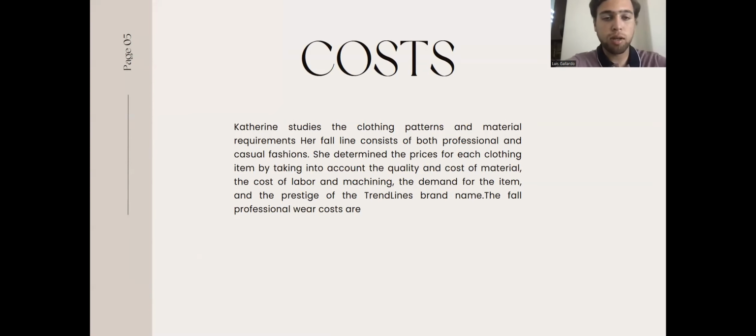Now for the cost, Catherine studies the clothing patterns and material requirements. Her fall line consists of both professional and casual fashions, so there are two types of fashion she's going to focus on. She determined the prices for each clothing, fashion and casual, by taking into account the quality and the cost of material, the cost of labor and machining, the demand for the item, and the prestige of the Trendlines brand name.